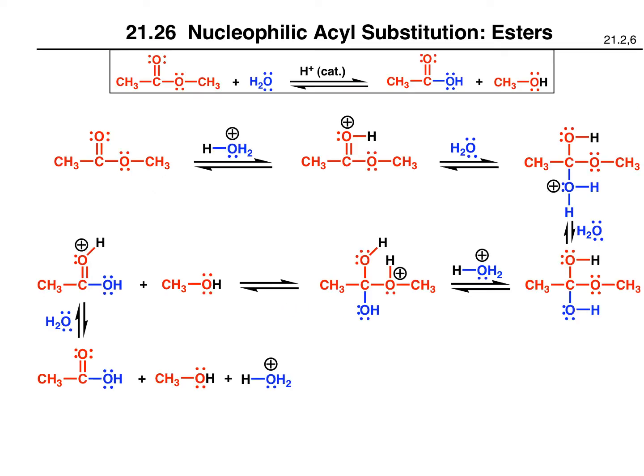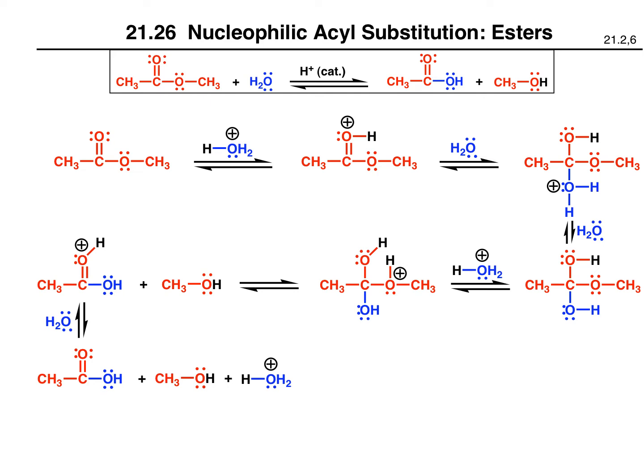Let's look at the mechanism for ester hydrolysis. So, an ester reacting with water to give a carboxylic acid and an alcohol. This reaction goes almost nowhere under neutral conditions, so it's either carried out under acidic conditions or under basic conditions. Under acidic conditions, it's actually acid catalyzed. So let's take a look at this mechanism. When we have water and acid, we're going to have H3O+.